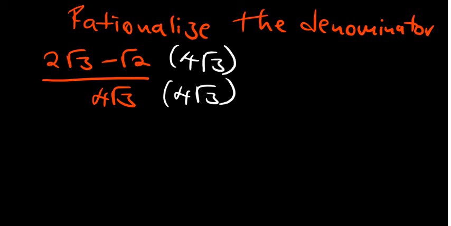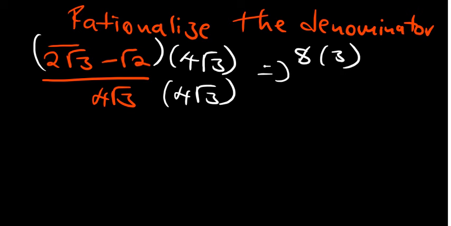The numerator. Okay, so let's try to do our multiplication there. So 2 root of 3 multiplied by 4 root of 3. 2 times 4 is going to be what? 8. Root of 3 by root of 3 is going to be a 3.